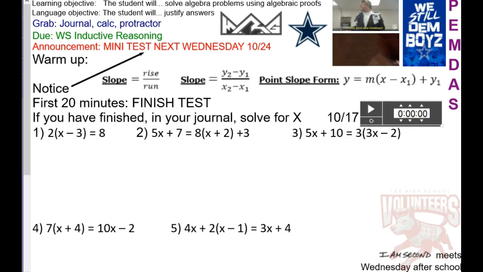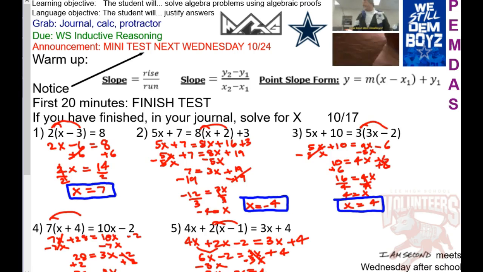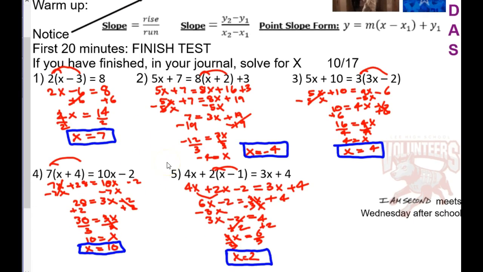Okay, here we go. So if you've been working on this warm-up, all we're going to do is a check for the answers real quick. So I want you to check your answers real quick. Boom. So did you get 7 for 1, -4 for 2, +4 for 3, 10 for 4, and 2 for 5? If you did, great.